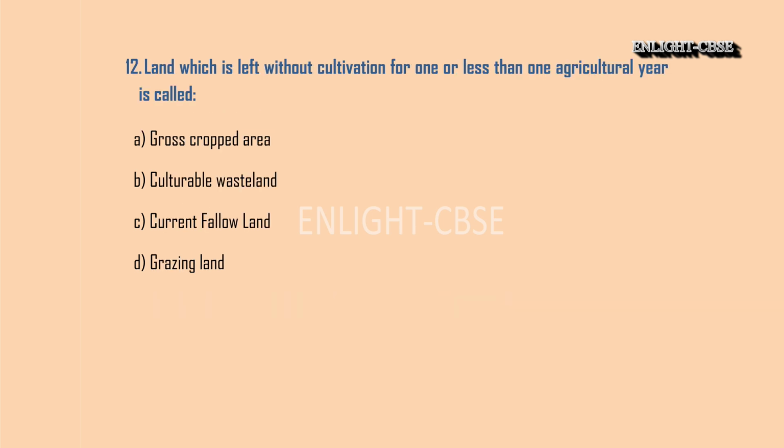Question 12. Land which is left without cultivation for one or less than one agricultural year is called A. Gross cropped area. B. Culturable wasteland. C. Current fallow land. D. Grazing land. Answer: current fallow land.